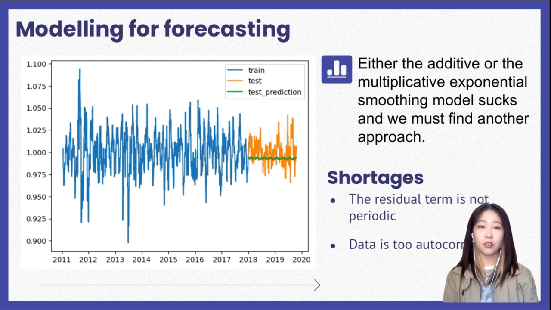We have considered the shortage of our model. The prediction skill is not high, mainly because of 2 reasons. First is that the residue term is not periodic. What's more, the data is too autocorrelated.